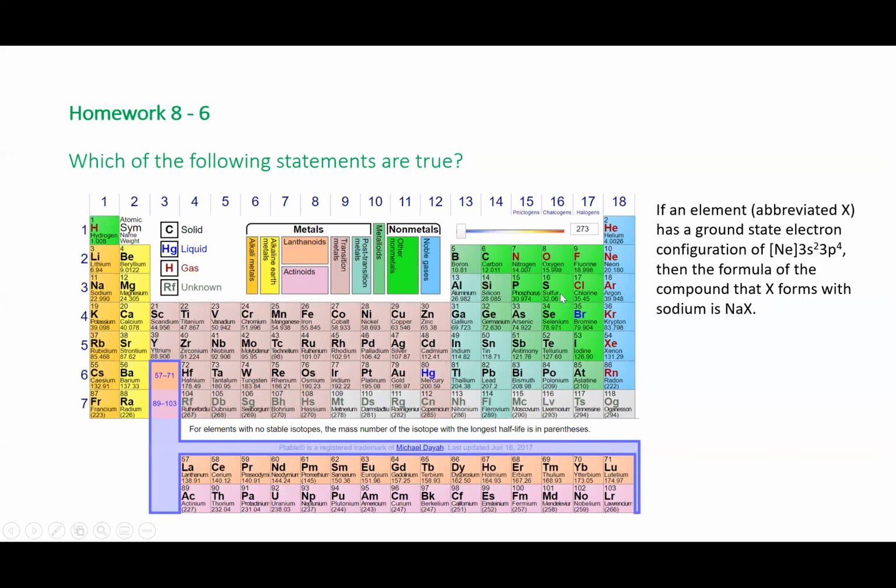So we know because S is in this group, it is usually found to have a 2- charge. Whereas if this is a molecule where sodium and X are in a 1-to-1 ratio, sodium usually takes on a +1 charge, so this would not be balanced. So the statement is false.